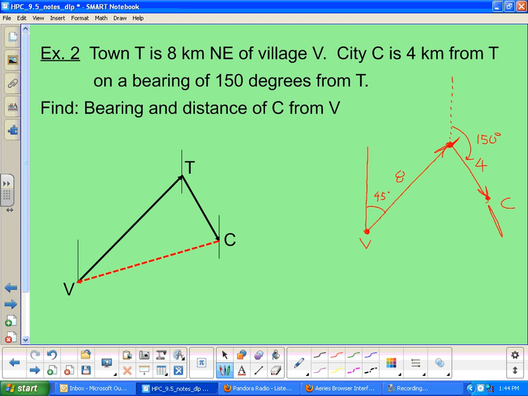And then we are supposed to find the bearing and the distance of C. Read that carefully. Of C from V. So that means go hang out at V and look at C. So that's what I'm doing right there. So there's our sketch. And every time I went to a point, I put a vertical line in. From that vertical line, I turned my angle. So you guys have something that looks like this?